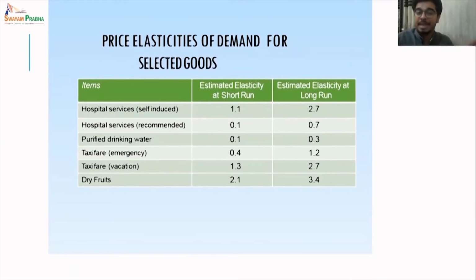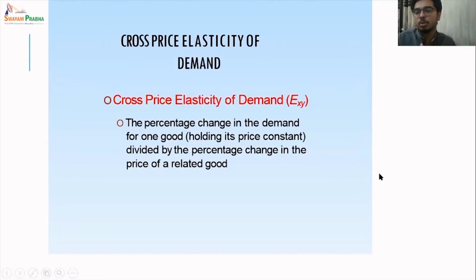So for taxi fare, it can be an emergency. An emergency may not last a longer run, but still if you can buy some time, from inelastic it becomes elastic. And from elastic, it remains elastic but becomes more elastic, and like that things change when it moves from short run to long run. So what is cross price elasticity of demand?